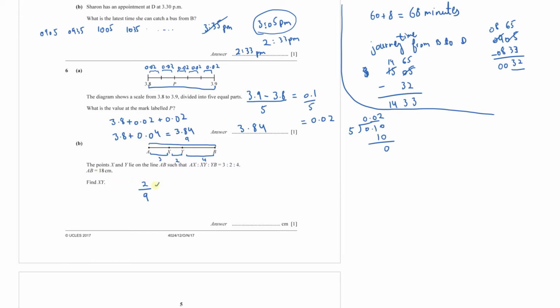And AB is given as 18. So this will be 2 by 9 into 18, which is 9 times 1, 9 times 2, which is equal to 4. Or you can use the ratio method as well.